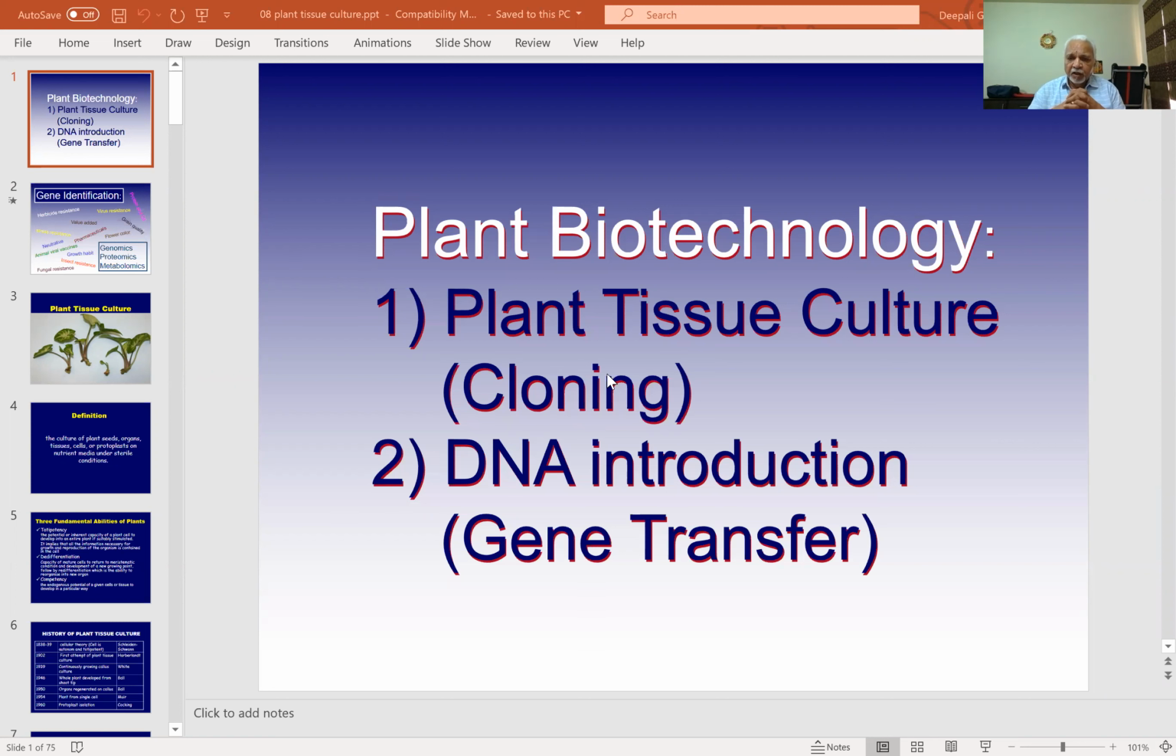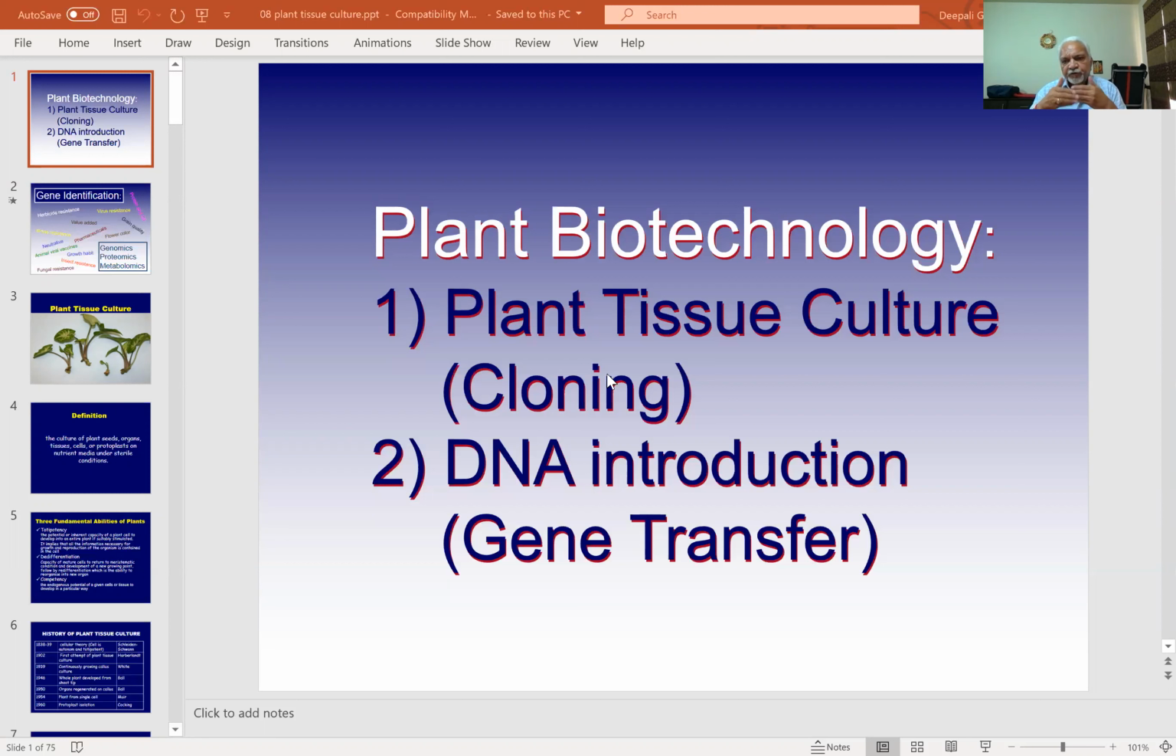But when it comes to plant biotechnology, it very specifically revolves around two things. One is plant tissue culture. So again, a technique which has been used for cloning purposes. Cloning in the sense, very specifically, to generate clones of the same plants. So not in terms of recombinant DNA cloning. So plant tissue culture techniques and the DNA introduction, or what we call gene transfer.